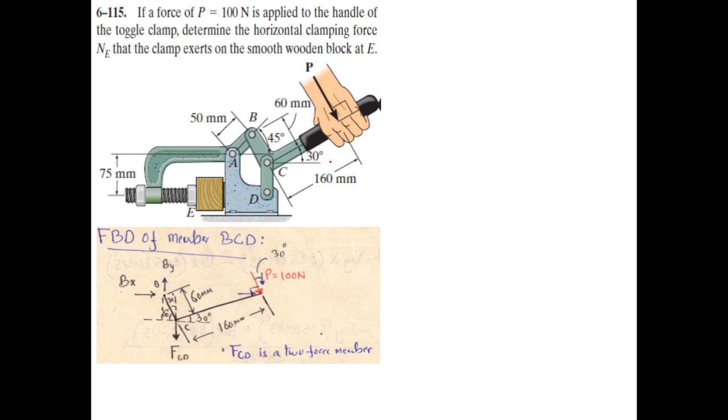So how can we do it? We have to dismantle this part, disconnect this part from its connections. So this is a pin joint at point B, this is a pin joint at point C, right, and this is a pin joint at point D. So we open all these connections and we draw the free body diagram of this member BCD, right? Please remember that we are using X and Y coordinates like this.